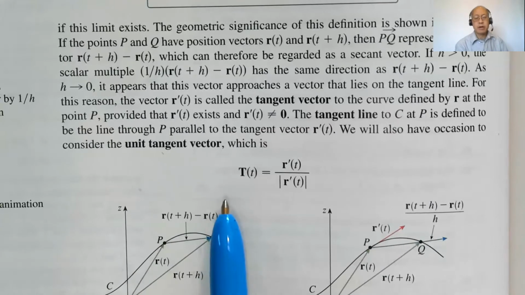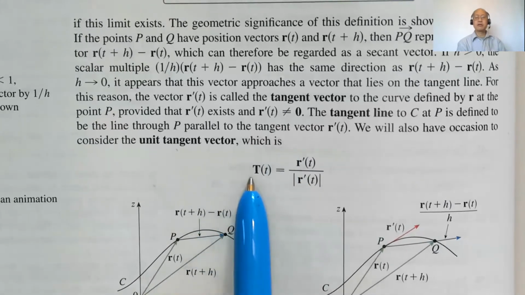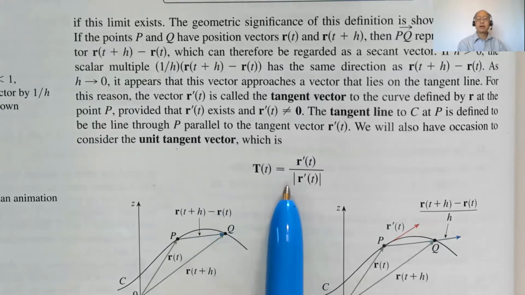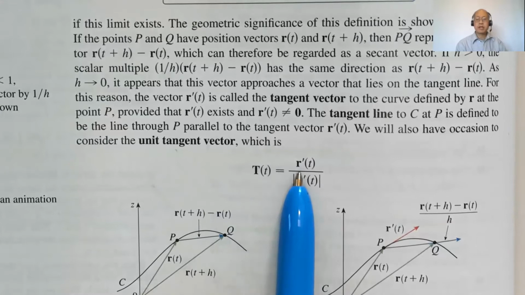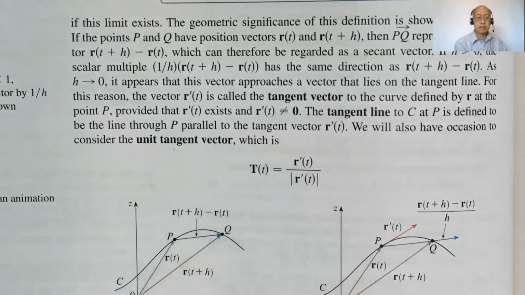Here's something you might want to know. r prime gives us a tangent vector. Unit tangent vector is r prime divided by the magnitude of r prime. So we already know that. If you want a unit tangent vector, then of course we know to divide by its magnitude.